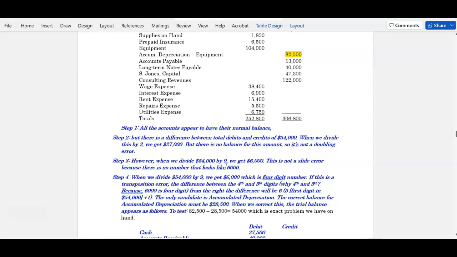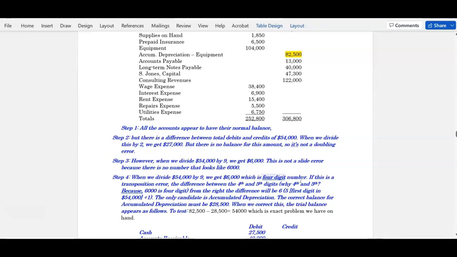Here is where I get much better than your book. So very carefully listen to what I'm saying. Even take a picture of this. When we divide 54,000 by 9, we get 6,000, which is a 4-digit number. 1, 2, 3, 4. 6,000 is a 4-digit number.